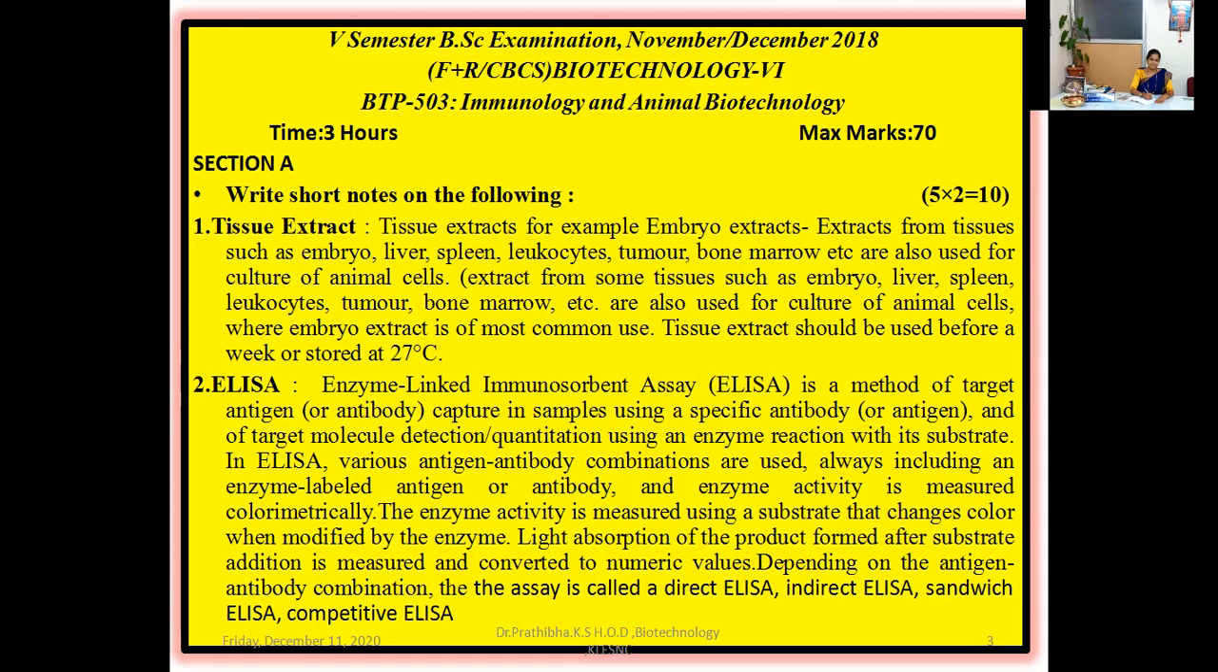In ELISA, various antigen antibody combinations are used, always including an enzyme labeled antigen or antibody, and enzyme activity is measured colorimetrically. The enzyme activity is measured using a substrate that changes color when modified by the enzyme. Light absorption of the product formed after the substrate addition is measured and converted to numeric values.